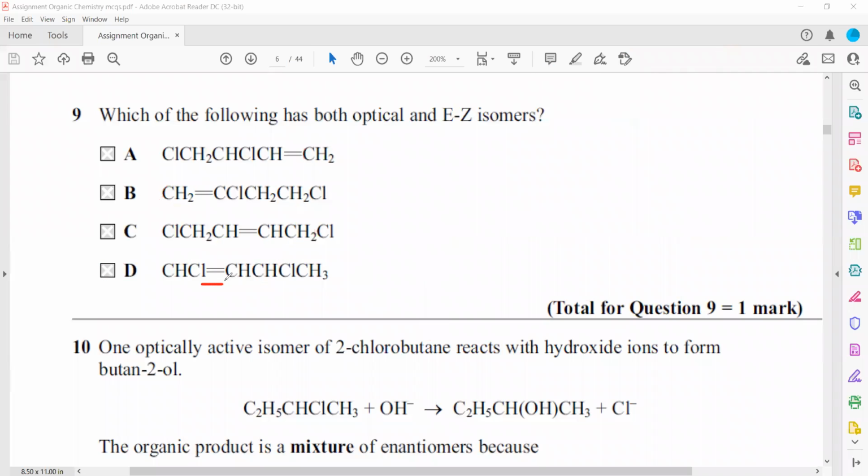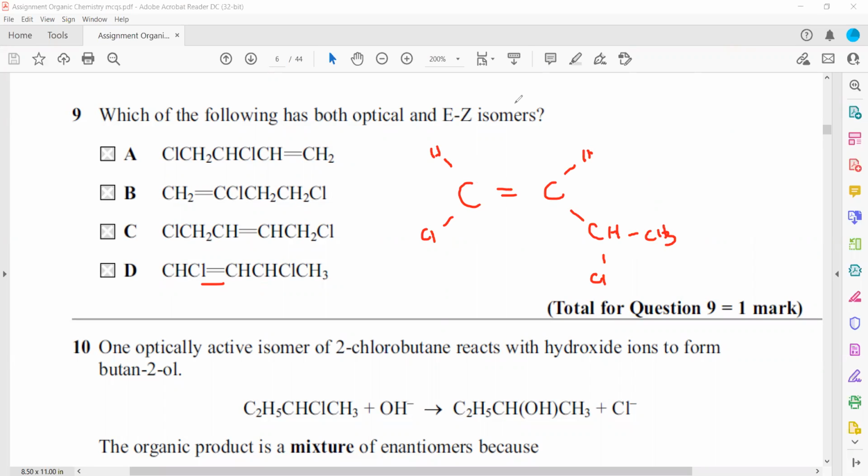How will D have geometrical isomerism? When you draw the structure, there are two ways you can draw it. This is a carbon attached to a carbon. One hydrogen is there, chlorine, and this hydrogen is attached, and then CH. Then Cl is attached to this, and then CH3.